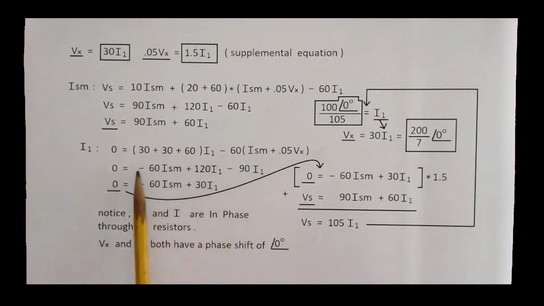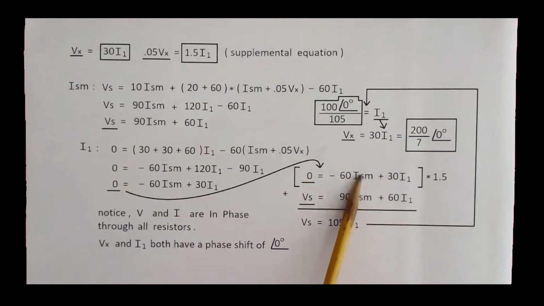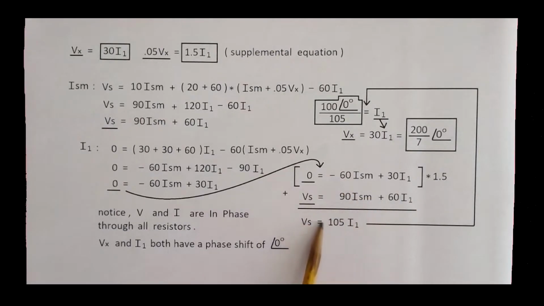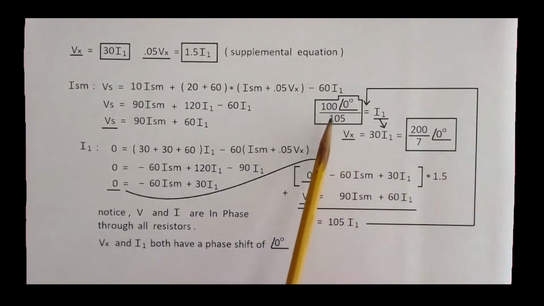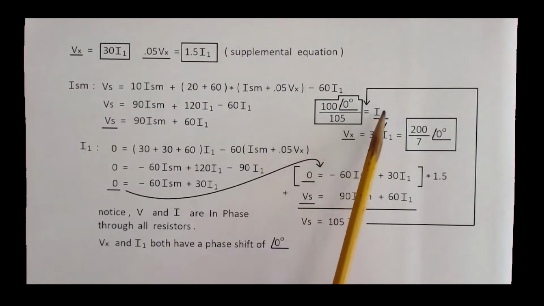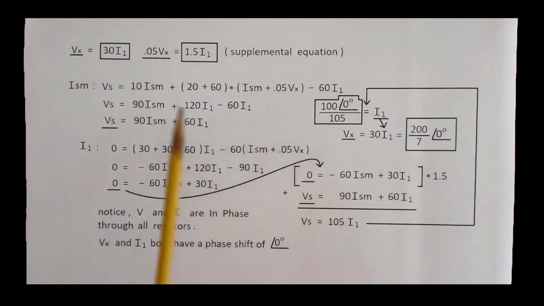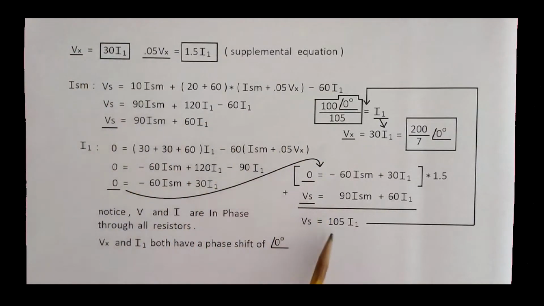We can add this equation with this equation, and we multiply this by 1.5 to make the supermesh values equal -90, and then we already have 90, so they'll cancel out. And this is all we have. We have Vs equals 105 times I1. Coming up here, we can easily find I1 because we have Vx divided by 30. Actually, we have Vs, excuse me. We have Vs divided by 105 is equal to I1.